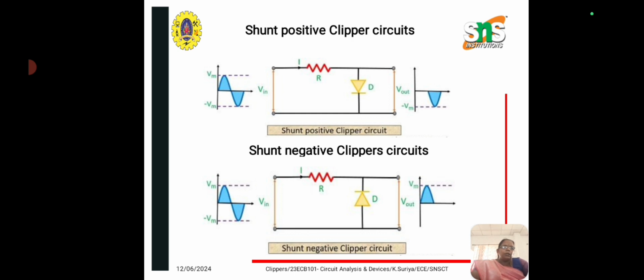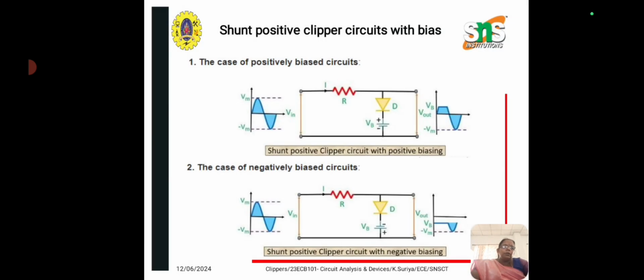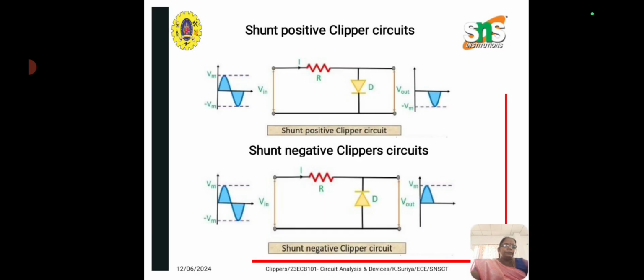Next one is the shunt negative clipper circuit. Here due to the positive half of the input, the diode gets reverse biased, thus no current flows through it and the output is observed. During the negative half, the diode gets forward biased and hence no load current is achieved. Ultimately, no output is observed.